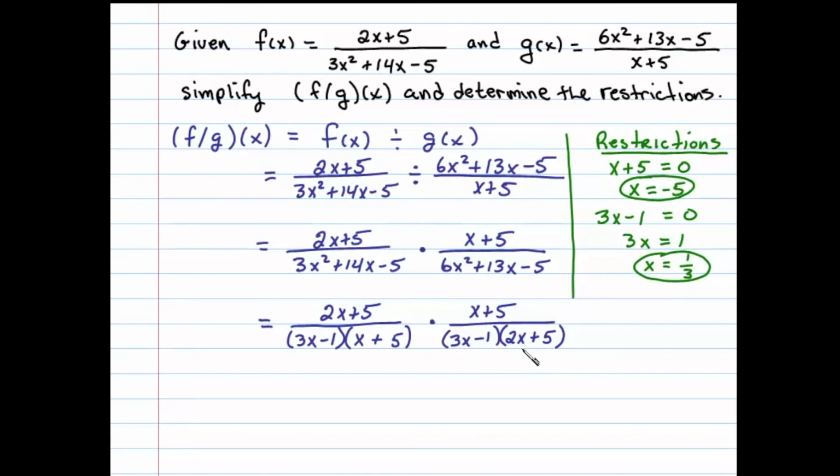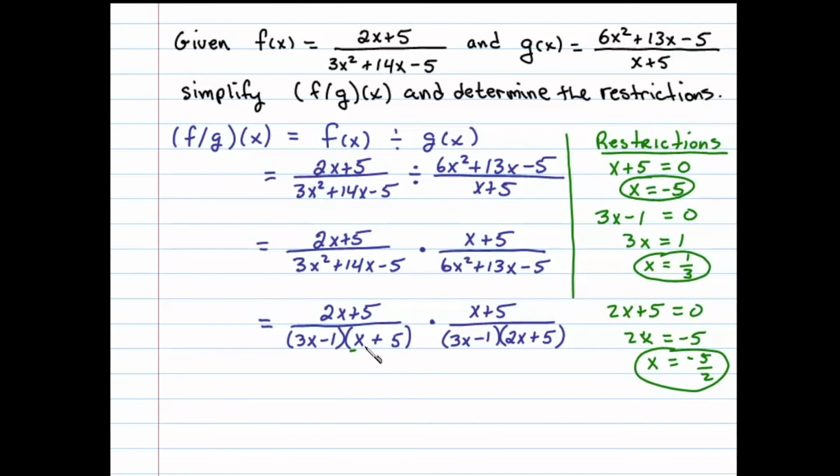Now let's look at the factor 2x plus 5. That'll be a problem if that's equal to 0. In other words, 2x equals negative 5 or x equals negative 5/2 is a restriction. So this problem has 2 restrictions to the domain. F divided by g actually has 3 restrictions to the domain. With that, we're ready to then cancel.